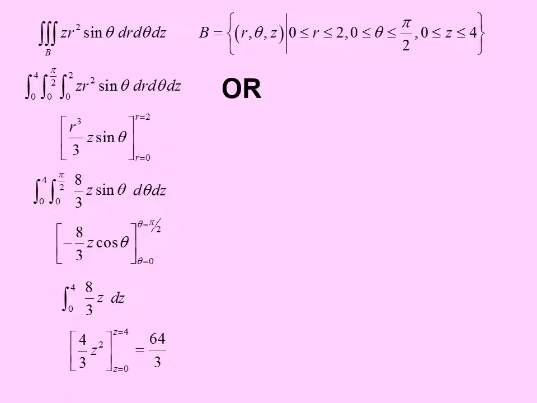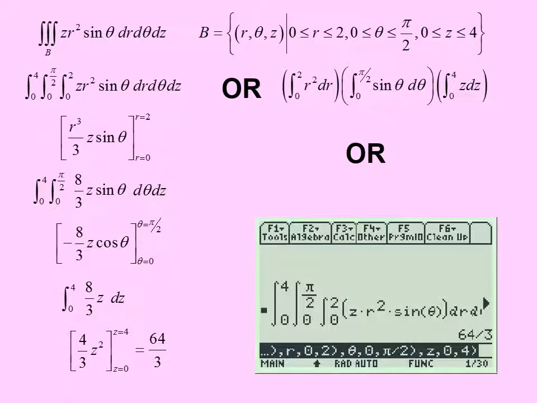Now, we could use the properties that we learned back in the double integrals, since this function has a function of z, a function of r, and a function of theta, all multiplied together. We could split this into 3 separate integrals, do each one, and then multiply. We could also enter that very easily onto our TI-89.